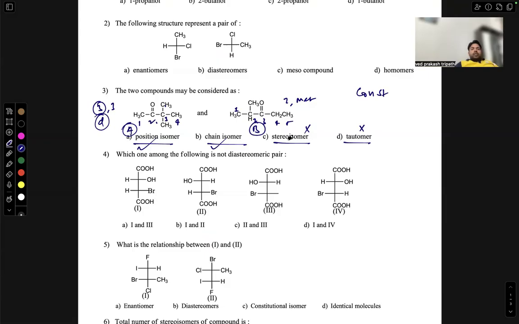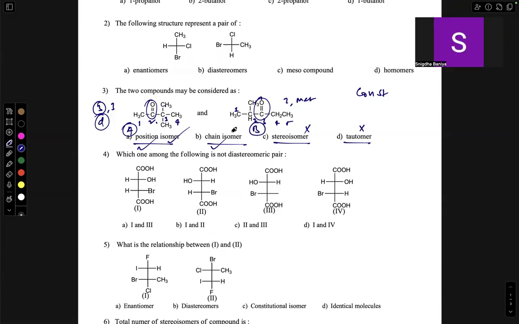So what is position isomer? Position means whenever there is a difference in the position of the functional group or the position of a double bond. So here the ketone is at number 2 and here the ketone is at number 3. So this is a positional isomer. Clear? Tell me.